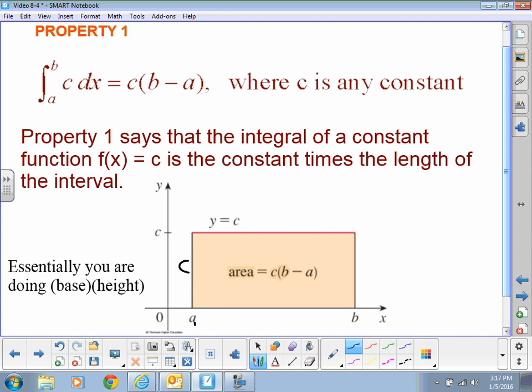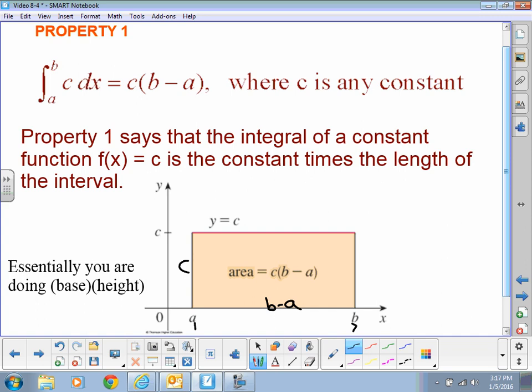For example, if a was 1 and b was 7, you can probably just think about that and know that this must be 6. That's coming from doing 7 minus 1. So in general, this side will always be b minus a. Because it's a rectangle, the area is just base times height, however you want to think of it. So our area is just the constant times b minus a.